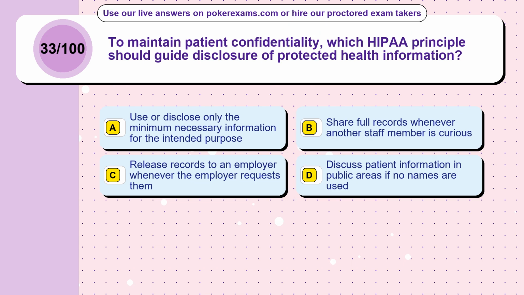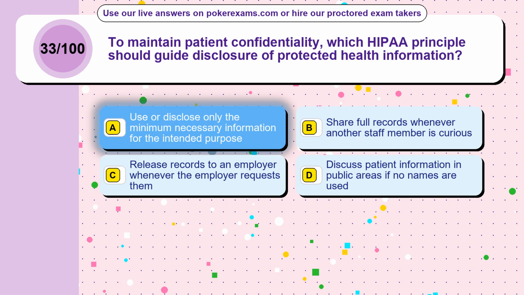Question 33. To maintain patient confidentiality, which HIPAA principle should guide disclosure of protected health information? Option A, use or disclose only the minimum necessary information for the intended purpose. Option B, share full records whenever another staff member is curious. Option C, release records to an employer whenever the employer requests them. Option D, discuss patient information in public areas if no names are used.